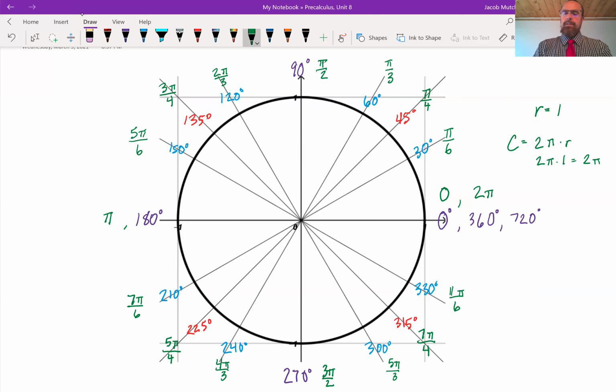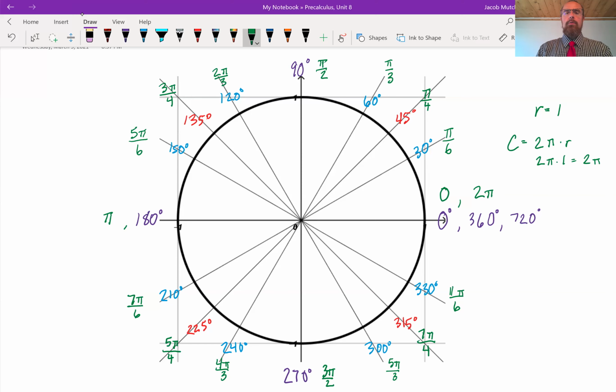So that completes it. We're looking now at our unit circle with 2 ways of labeling our angle measures. We've got degrees and we've also got radians. So that's one of the things that we want to complete on the unit circle.